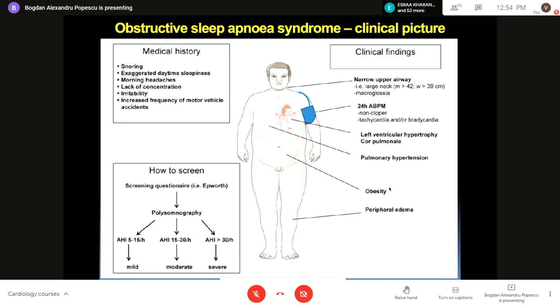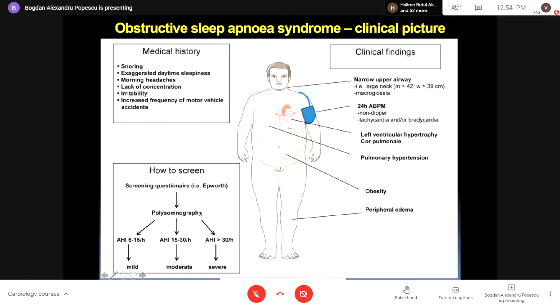You may even find pulmonary hypertension. And so if you find this sort of combination, you think of obstructive sleep apnea as a cause of secondary hypertension, and you go for screening. And for screening, usually we do this in consultation with the pulmonologist.